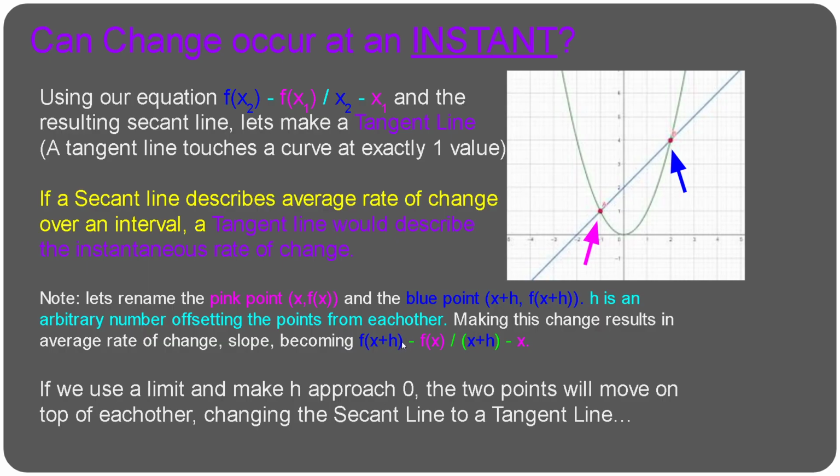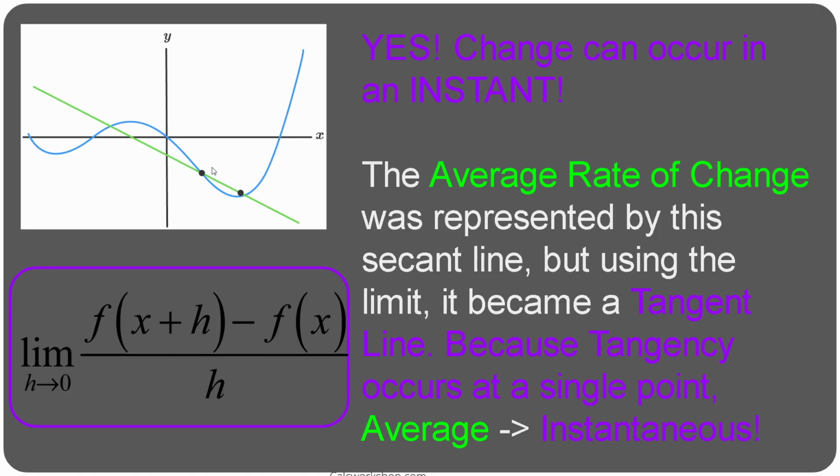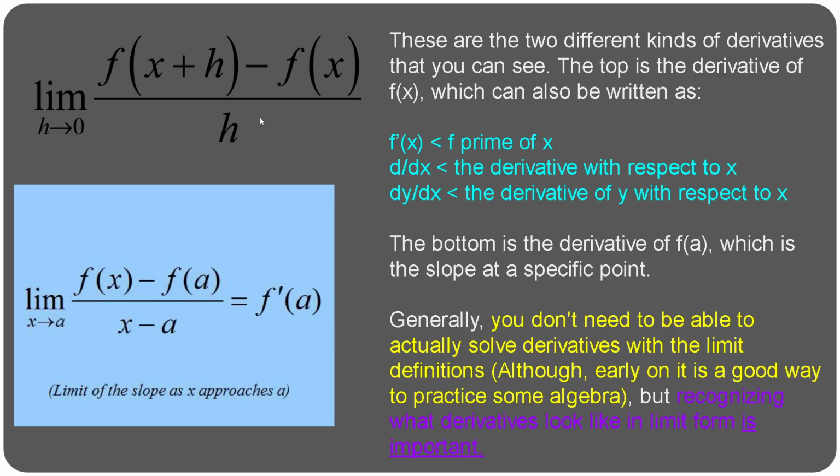For h. So h will approach 0. That means that the distance these 2 points are offset will also approach 0, which makes the secant line transform into a tangent line. And we can see this in this GIF right here. The distance between the 2 points will approach 0, and when it becomes 0, the 2 points will be on top of each other, forming a tangent line. So once again, yes, change can occur in an instant, and that is called the derivative. The derivative describes slope in an instant.